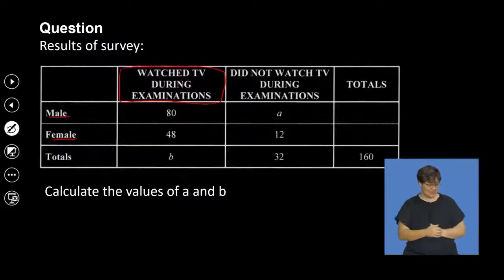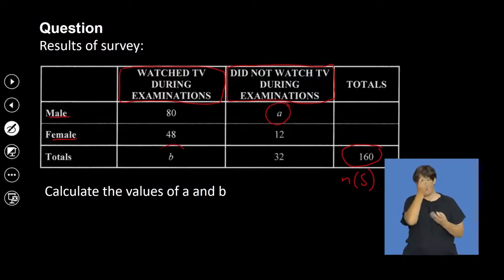Nice table. These are the boys, these are the females, and these are the ones that watch TV during examinations. These are the ones that didn't watch TV during the exams. The total sample, that's the number in the sample, is 160. So what are we asked to do? We recognize there's some missing information, and we need to find what the values of A and B are.